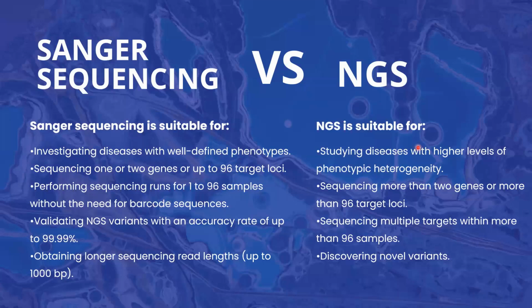However, in next generation sequencing, we're not going to use it for a single disease with a known genotype. We can use it for cancers, autism, and hereditary diseases with high levels of phenotypic heterogeneity. And we can also use Sanger to validate the results of the NGS.